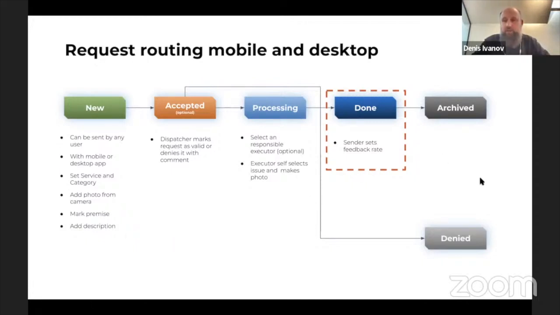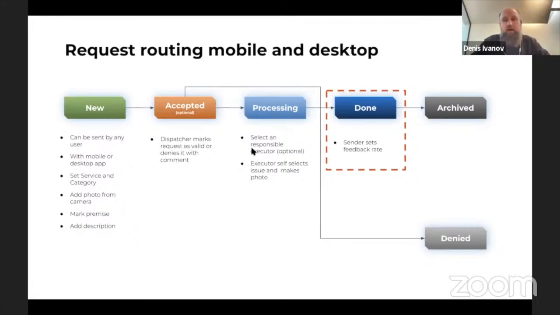Nothing really complicated here. First of all, the customer or your colleague, anyone who has access to the mobile app or to the web portal, can create the request, set up the category, the service, and add photos from the camera. We'll see how it works today. Then the dispatcher can accept the request, or the request can be filed automatically depending on the category. For example, if it's connected with electricity, it will be filed to the electrician. If it's connected with plumbing, it will be filed to the plumber automatically. So it's for you to decide.